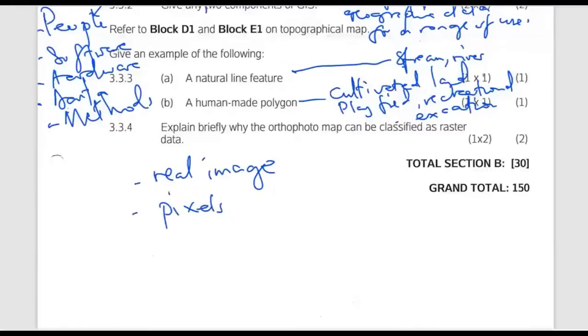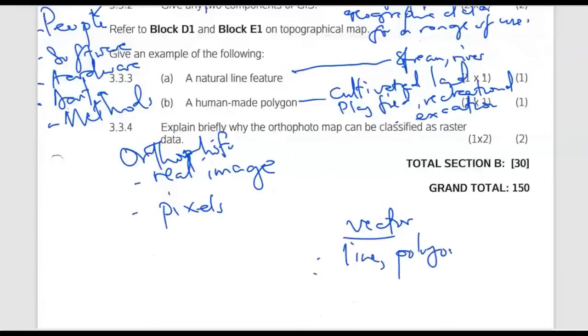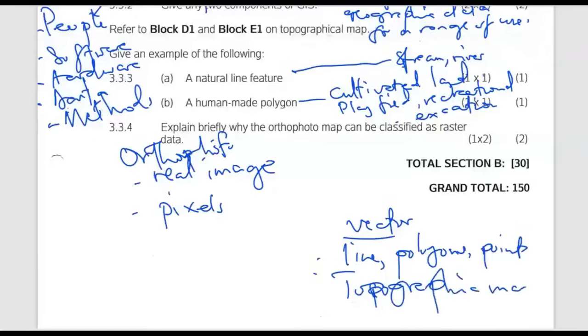Remember the difference between raster and vector. An orthophoto map is a real image and it has pixels, meaning to say it was taken by a camera. And this vector here, we are saying it uses lines, polygons, and points to portray different geographical features on the map. For example, you can talk of the topographic map. It uses a vector data presentation, right?